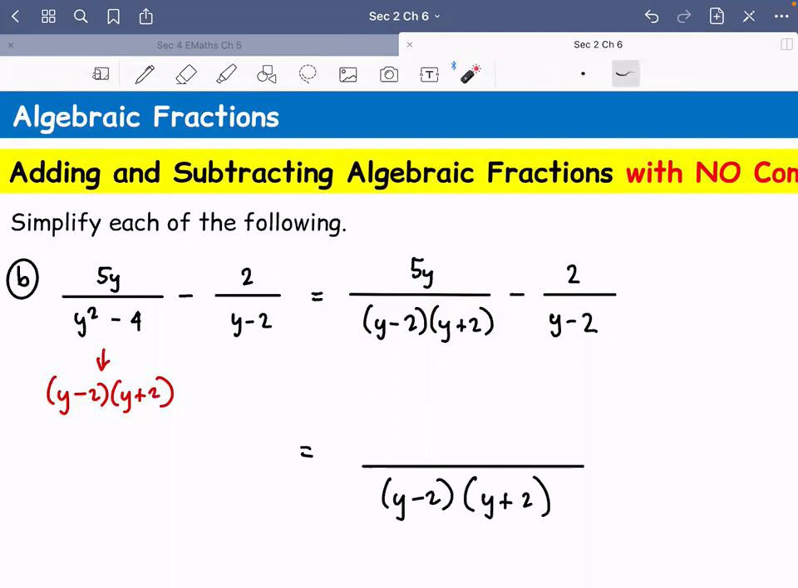Okay, so that's your common denominator. So it's y minus 2 and y plus 2. So what's next? Divide this by this.